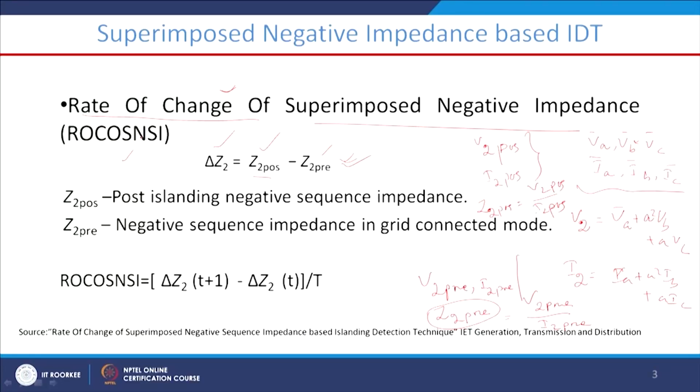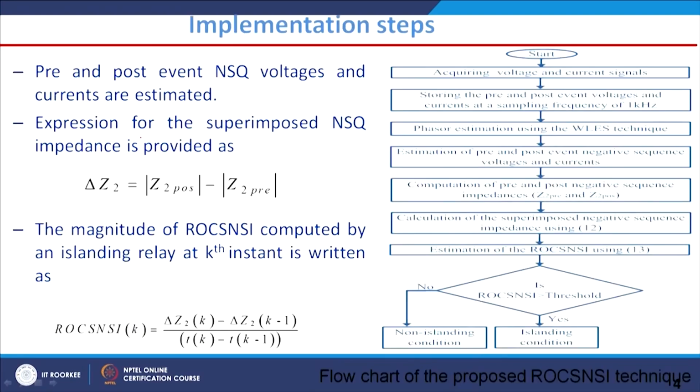Now, let us see how to take the rate of change of the superimposed component in the time domain. At the kth instant, the value is delta z2 k minus delta z2 k minus 1 divided by the time gap. This is a series of the z values, delta z2.